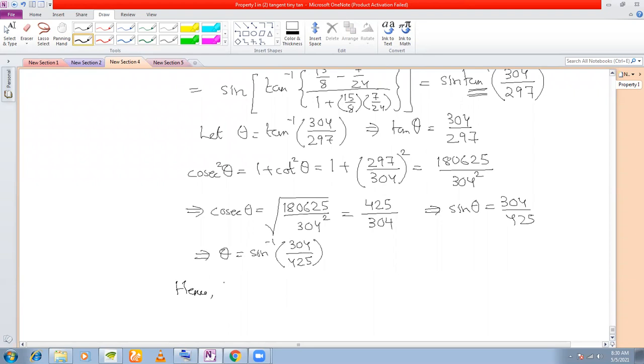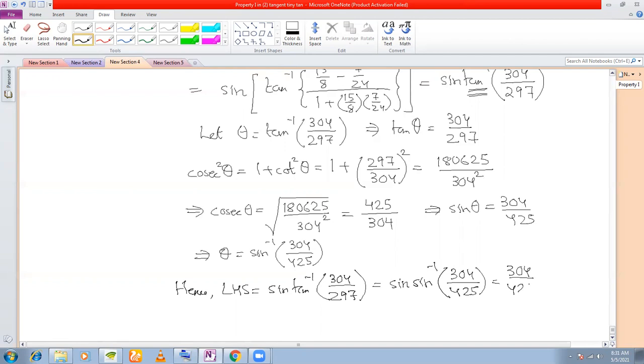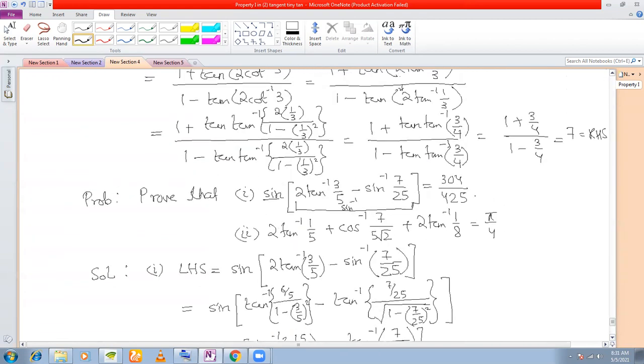So therefore, what was the left hand side we started with? We started with sine of tan inverse 304 by 297, and we finished with sine of sine inverse 304 by 425, which is equal to 304 by 425. And that was what was there on your right hand side. You have to prove that this is equal to 304 by 425, and this was what was there on the right hand side. Any questions on this problem?